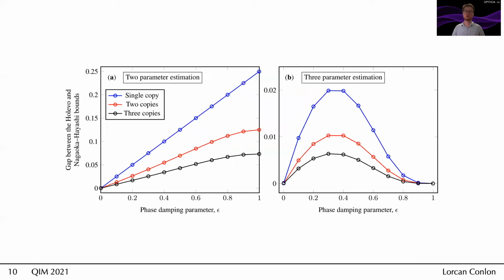And our bound also allows finite size effects to be studied in quantum metrology. Here, we are evaluating the difference between collective and separable measurements for estimating 2 or 3 parameters. We evaluate this difference when measuring a single copy of the probe state, shown as the blue lines, when measuring 2 copies of the probe state simultaneously, shown in red, and when measuring 3 copies of the probe state simultaneously, shown in black. So our bound offers a method to investigate the asymptotic attainability of the Holevo bound.